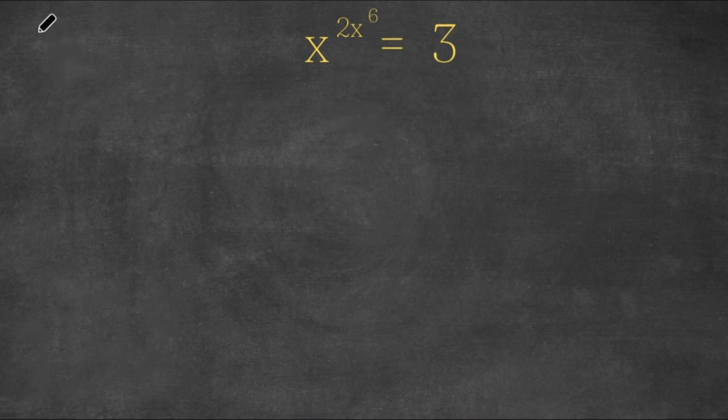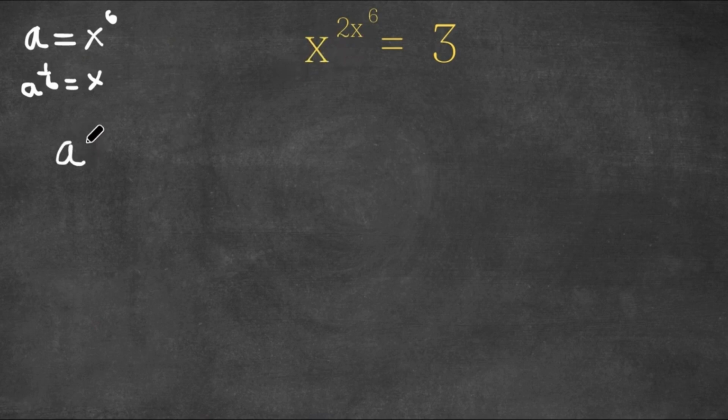Now what I'm first going to do is let a equal x to the power of 6. So if a is equal to x to the power of 6, then a to the power of 1 over 6 would equal x, right? Meaning x is equal to a to the power of 1 over 6. So I'm actually going to plug in a to the power of 1 over 6 for x here.